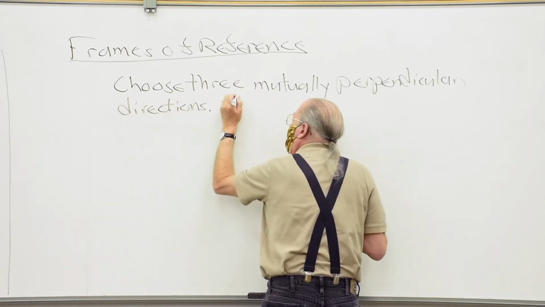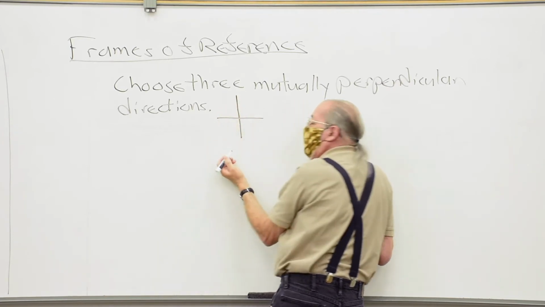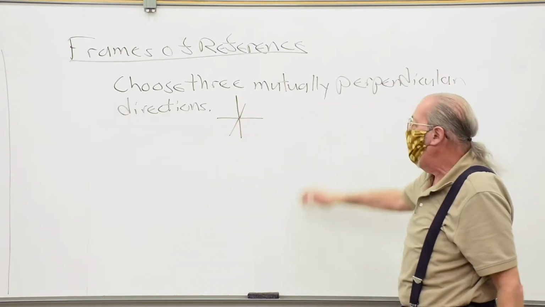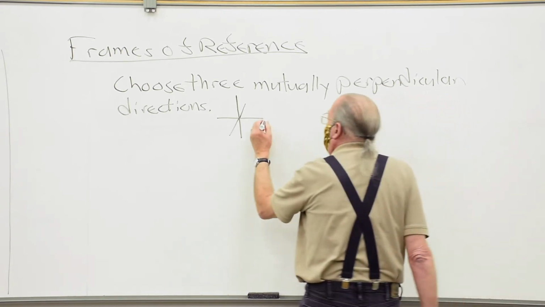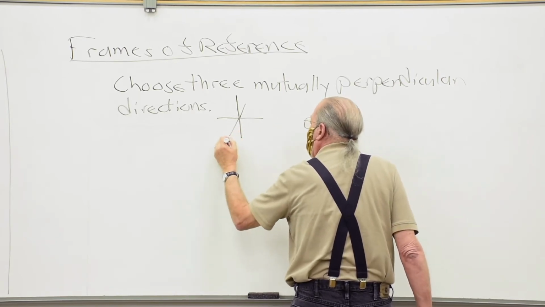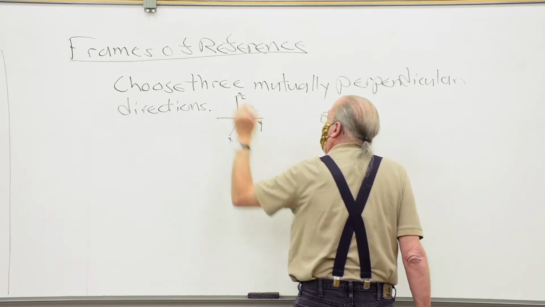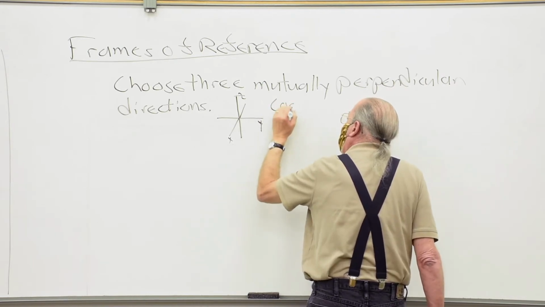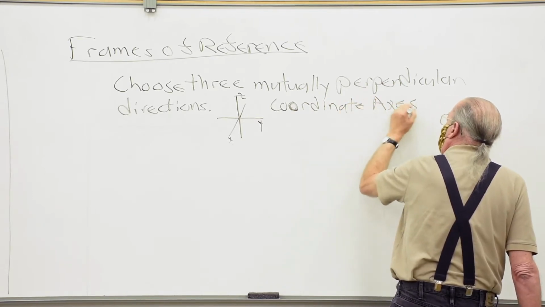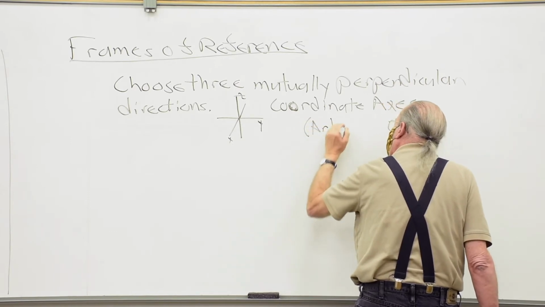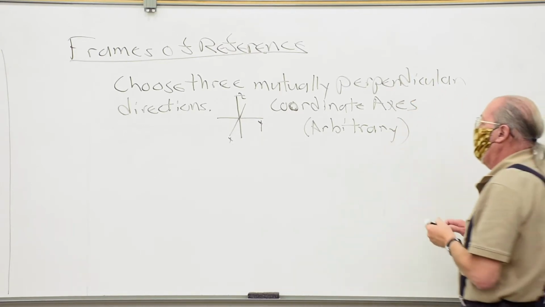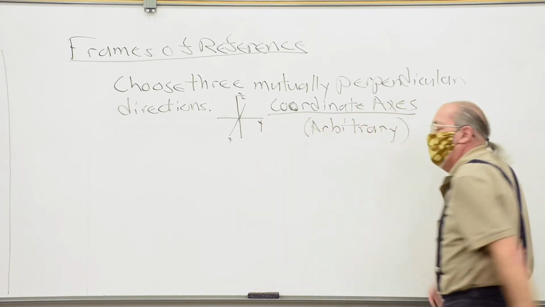We often draw this on the board as something like this, where this is into the board and this is out of the board. It's hard to draw in a two-dimensional space. And we'll typically call this X, Y, and Z. Okay? These are called our coordinate axes. And these are arbitrary. You choose what is convenient. You choose three coordinate axes.